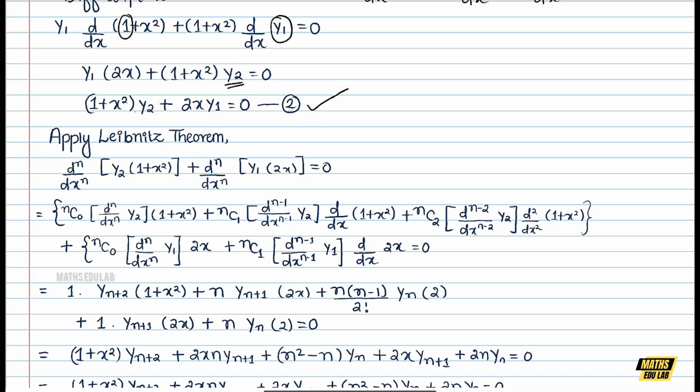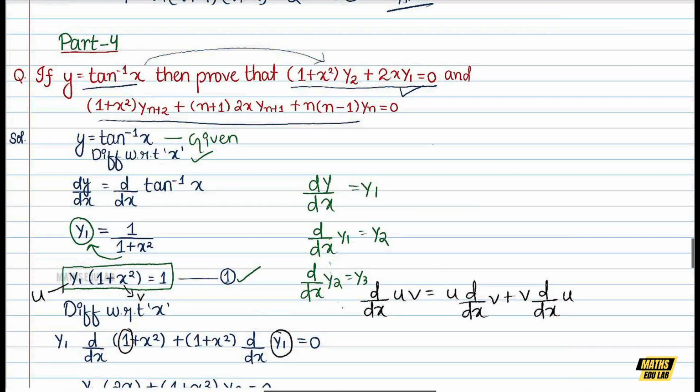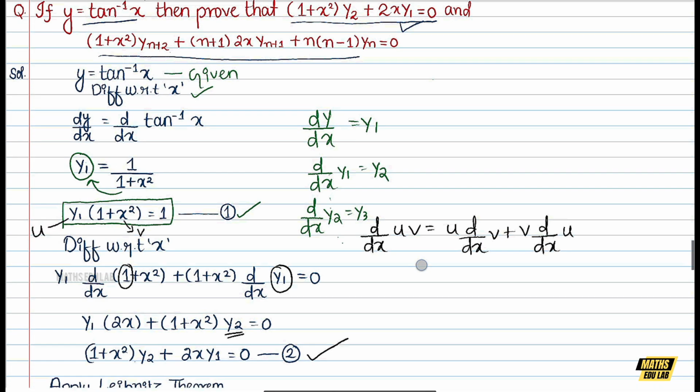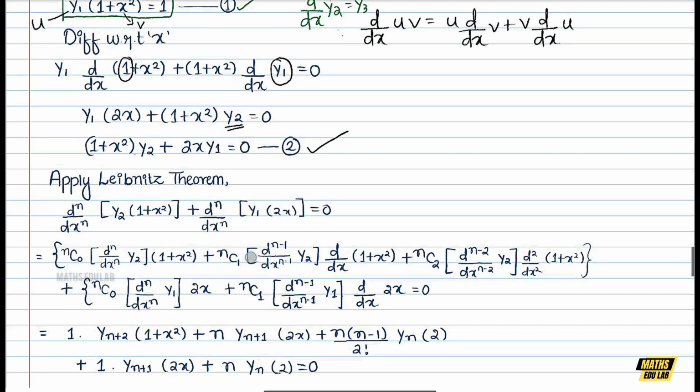So this is our second equation. We got the proof here. If you see here, 1 plus x square y2 plus 2x y1 is equals to 0. So this is what we got.